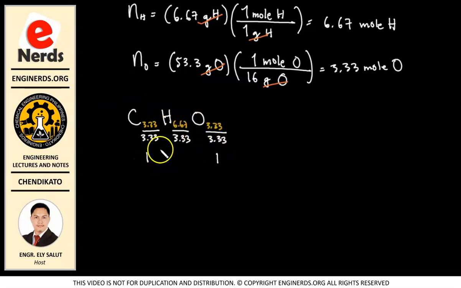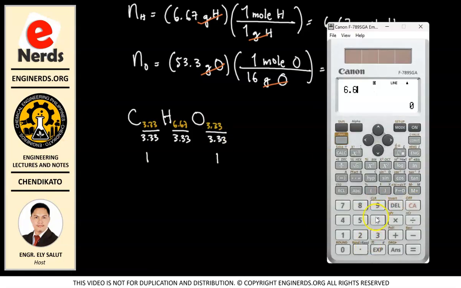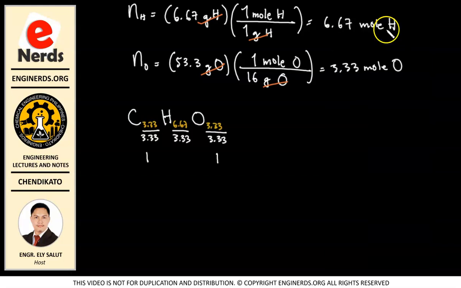So we're just going to divide for our hydrogen. We have 6.67 divided by 3.33, which is 2. So that means our answer here is 2. So our empirical formula is equal to carbon, H2, and O. Okay, so this is our empirical formula.